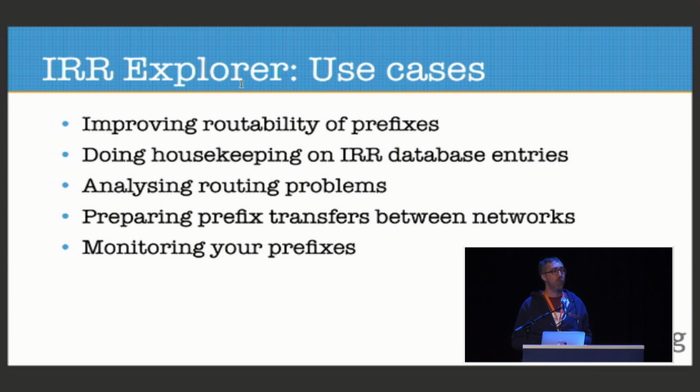It's a very useful tool when you have to move prefixes from one network to another. So if a customer comes to you and says, well, can you start advertising my network? This really helps. And you can monitor your prefixes, because everything IRR Explorer shows you in a web page is also available via an API, and then it's just JSON output you can use in your monitoring tools.